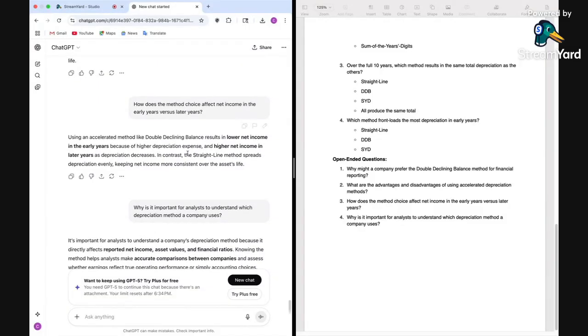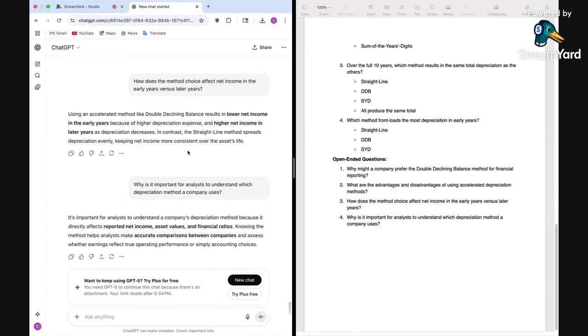And when you're answering these open-ended questions, that's what I think is all that's needed for these types of questions, especially when it's an accounting answer. And overall, ChatGPT really understands how to do book value analysis and depreciation methods of accounting.